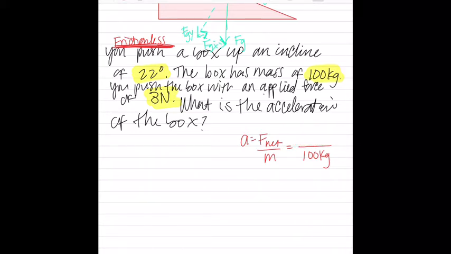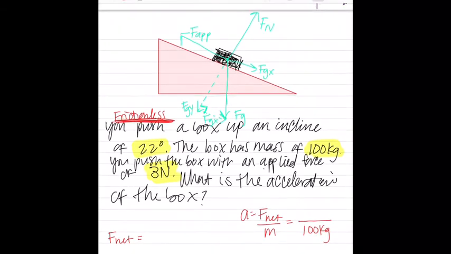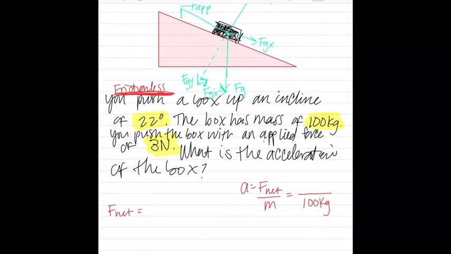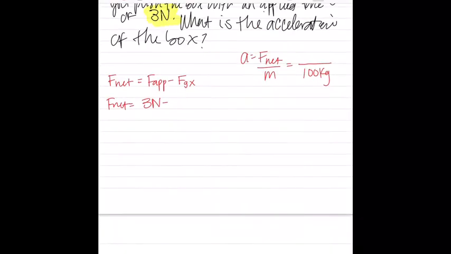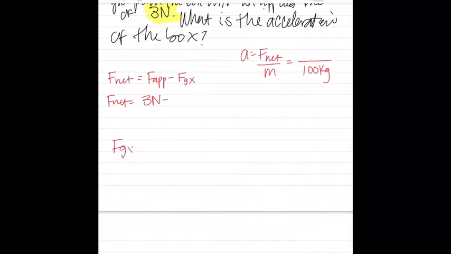We've gotten used to writing equations for F net. We know that F net is going to be, let's look at this, there's no friction, but basically it's going to be F applied minus Fg of x. So we know that F applied is 3 newtons. So we just have to figure out Fg of x. We've been doing that. That's not a problem. Fg of x is mass times gravity times sine of the angle.